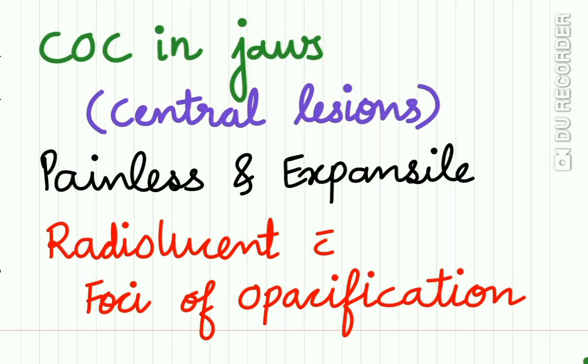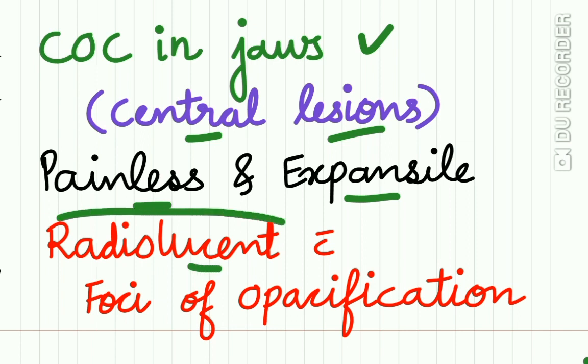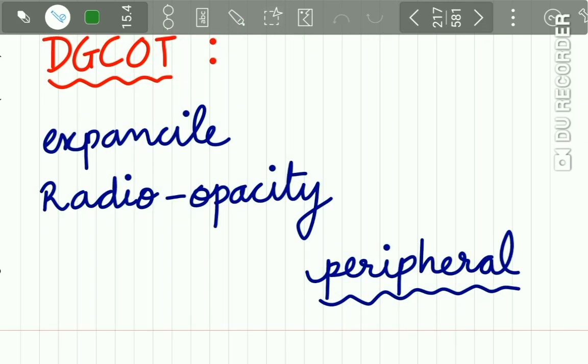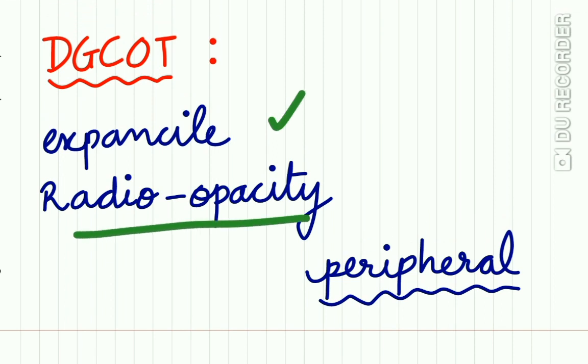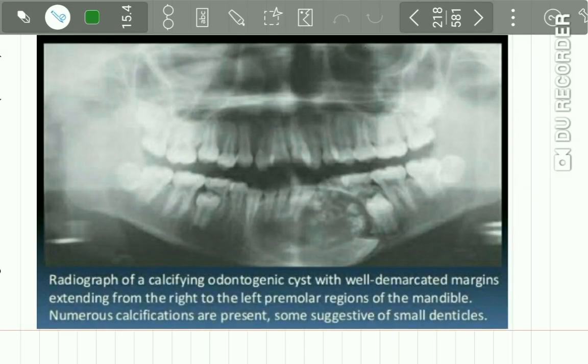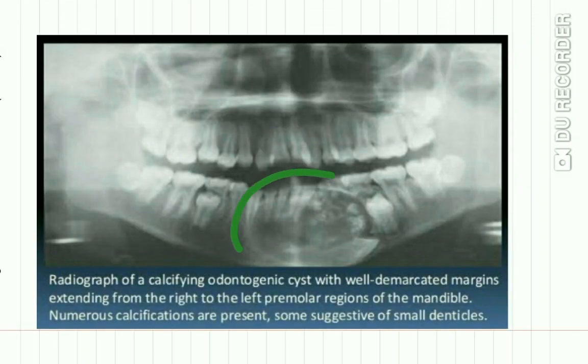Radiographic features: COC of the jaws, that is the central lesions, are painless and they are expansile. It is a radiolucent cavity with foci of opacification, while DGCOT is expansile and it is mainly radio opaque. Sometimes peripheral lesions of DGCOT are seen. So here you can see a COC. This is a well circumscribed radiolucency, and in this radiolucency you can see foci of calcification.